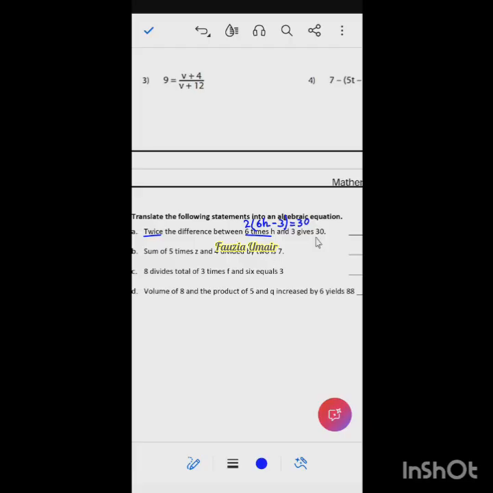All right. So there is one more thing. Why have I not written it like this? Like you were saying, 6 multiplied by h minus 3, then we will multiply it with double. Twice means multiply by 2 equal to 30. So why have I not written these multiplication signs in the middle?